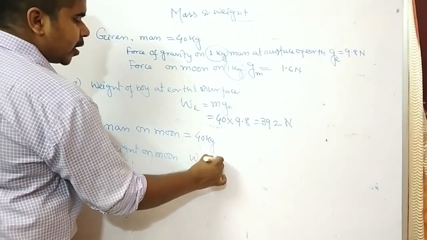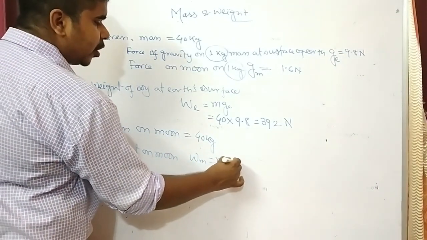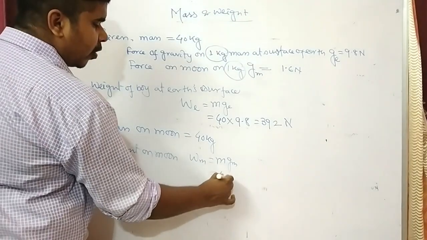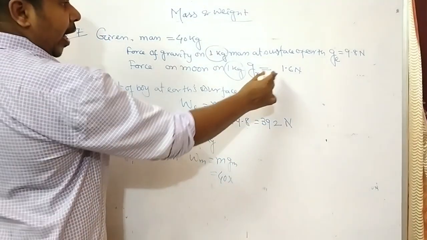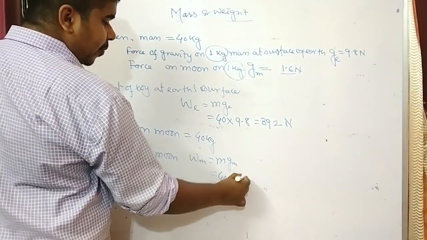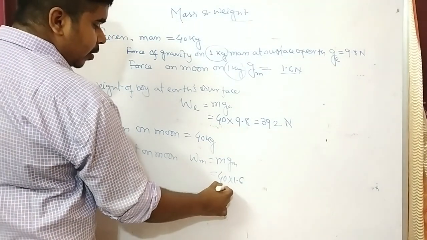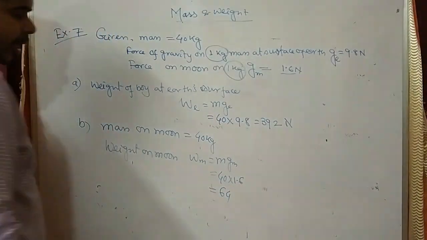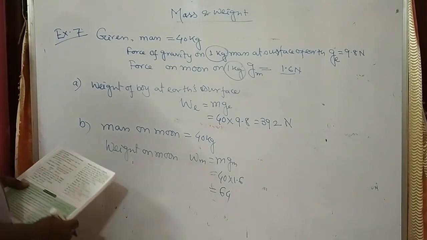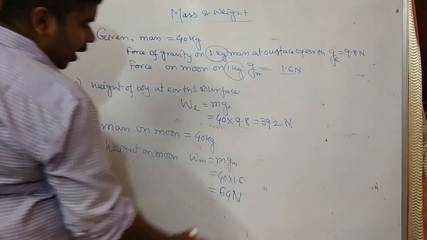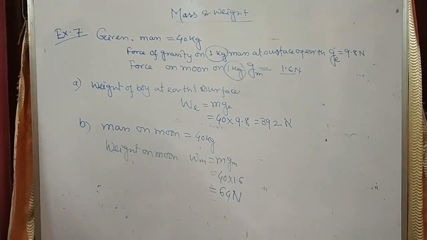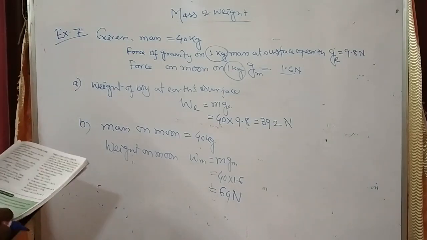And weight on moon, so that should be Wm, that is m into gm. What is the mass? 40. What is the value of gm? 1.6. Multiply it. Okay, so it is 64 Newton. So let's see the answer. Yes, it is 392 and 64 Newton. Okay, so this type of question may come.